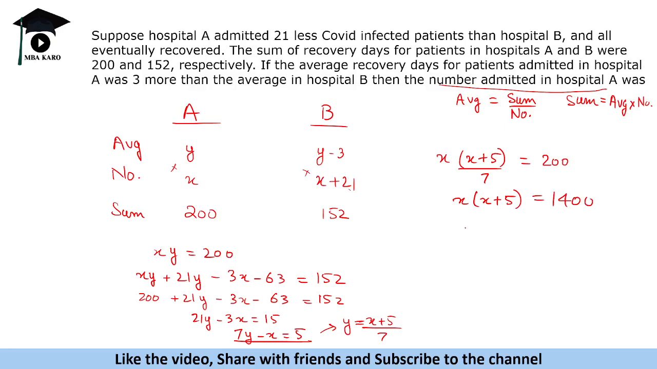By just looking at the values, we can say that 35 into 40. So x is equal to 35. So the answer is 35. Okay, number of people admitted in hospital A is 35.